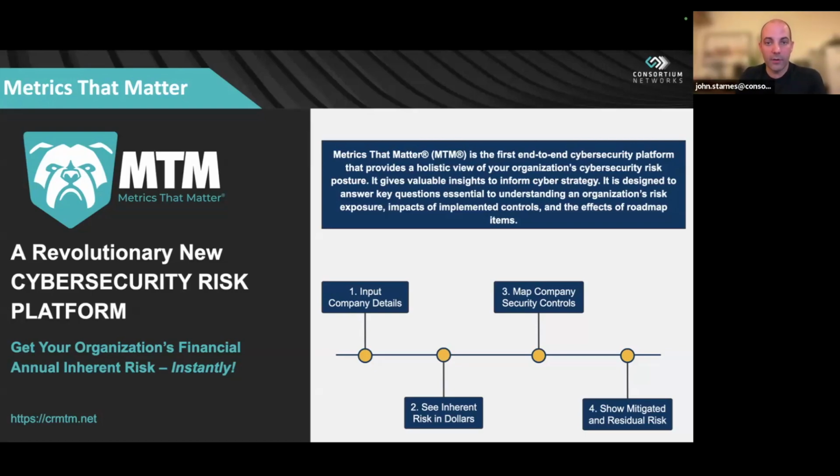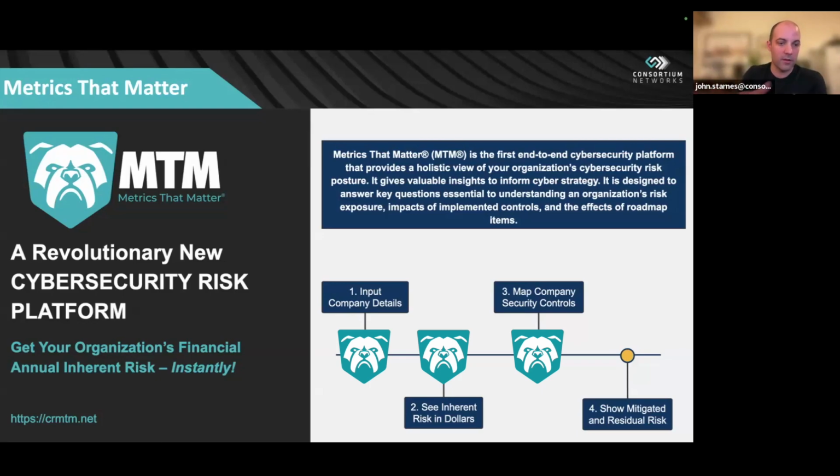At a very high level, the way that MTM operates is you input some basic company details, which I'll show. You are then able to very quickly see your inherent risk in dollars. You can then map your company's security controls into MTM: firewalls, data loss prevention products, email security products, endpoint security, all the different types of products that you have in your environment, and policies and procedures as well. MTM will then on the fly calculate how your organization has mitigated the inherent risk and show you the residual risk you have left over. And from there, there are many different use cases we can use it for.